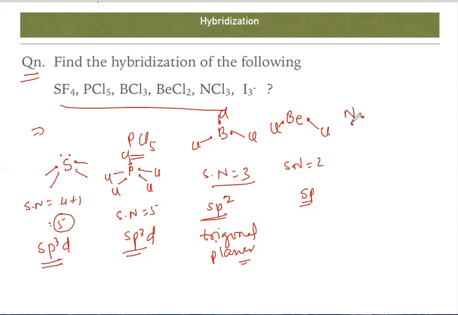NCl3, nitrogen. Nitrogen has how many electrons? 5, right? So 3 electrons will be occupied by chlorine. First you calculate the steric number. How many? 1 lone pair, 1, 2, 3. 3 sigma, that means 3 sigma plus 1 lone pair. Total is 4. Hybridization sp3.